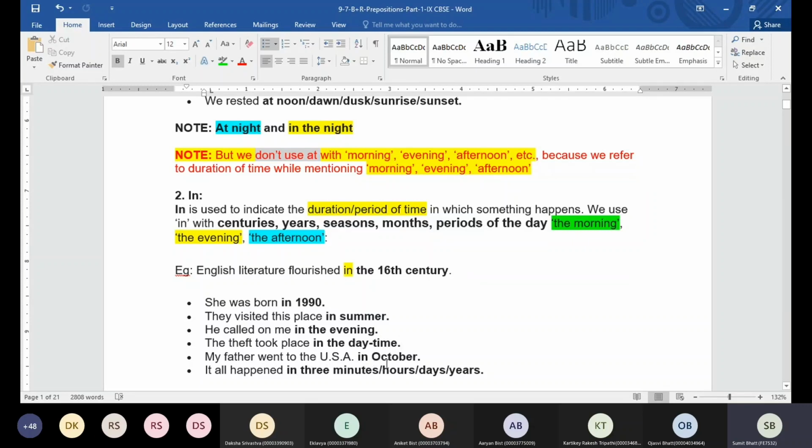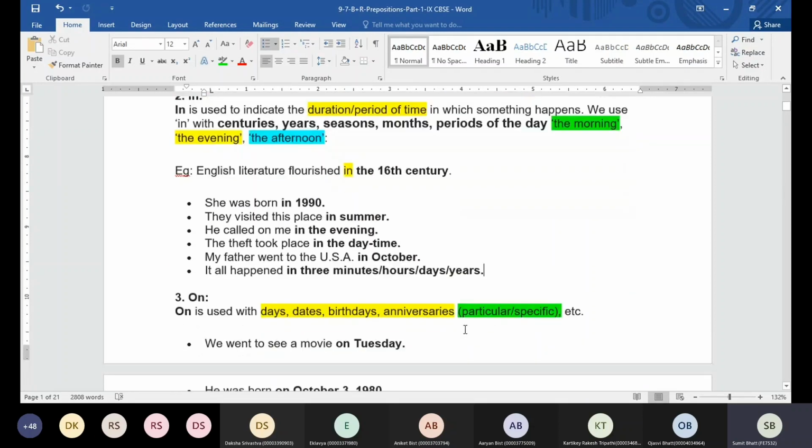My father went to USA in October. So we are referring to duration of time. In. It all happened in 3 minutes, 3 hours, 3 days, 3 years. So whenever we have these words, minutes, hours, days, years, and so on, and we are referring to a duration or period of time, then we are going to go for the word in.